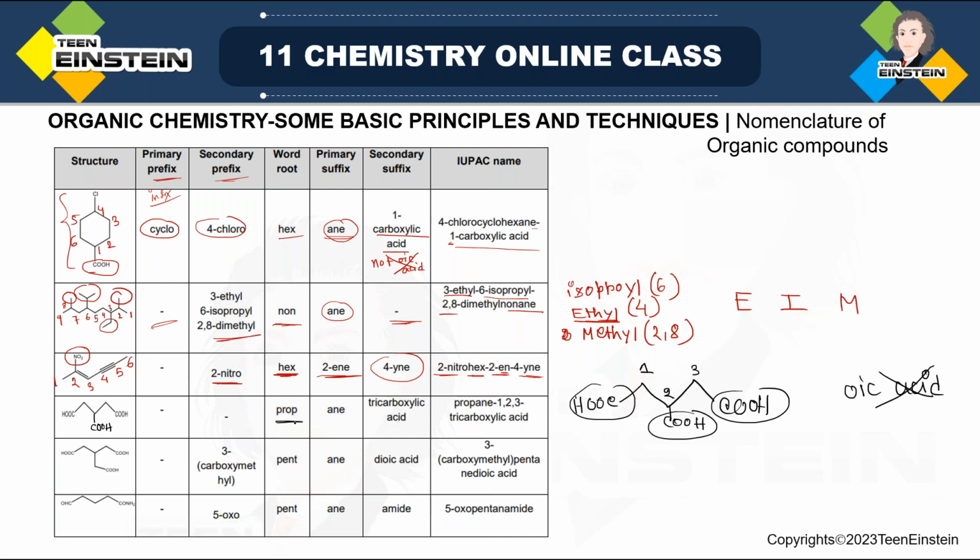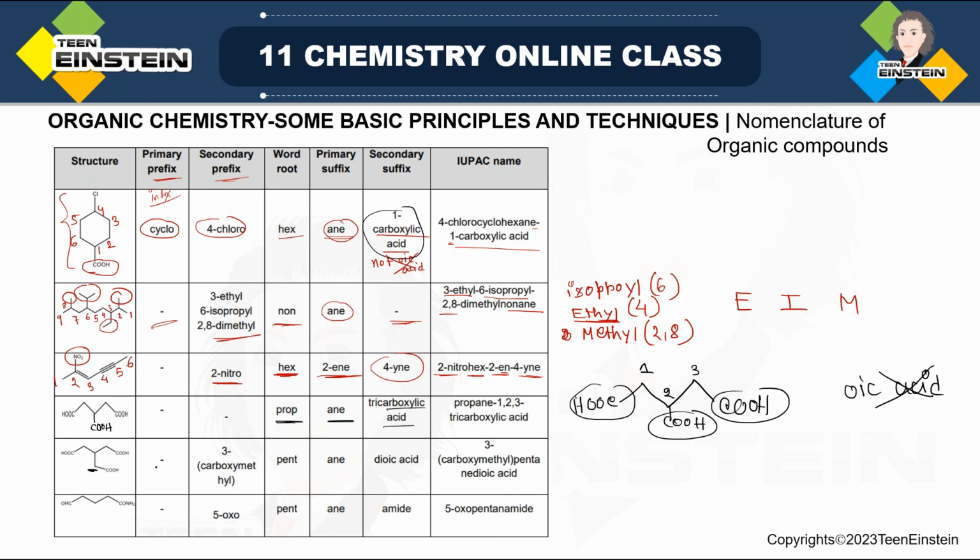So that is why prop is the word root, "an" is the primary suffix because we do not have unsaturation, C=C double or triple bond. And in the functional group, just like the first example, remember we have used the term carboxylic acid. Here also the same thing: propane-1,2,3-tricarboxylic acid. Now if you compare this molecule with the second one, the only difference is here we have one carbon extra. That is the difference.